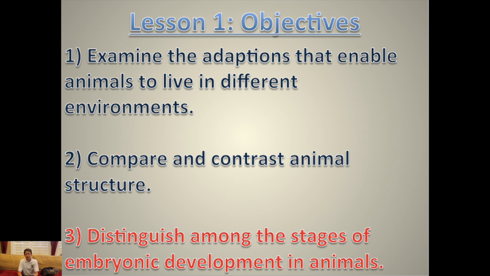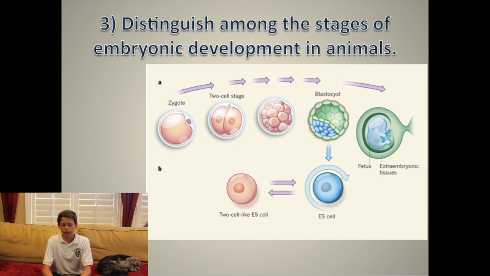The third and final objective is to distinguish among the stages of embryonic development in animals. So the stages are fertilization, 2-cell stage, 16-cell stage, blastula, and gastrula.